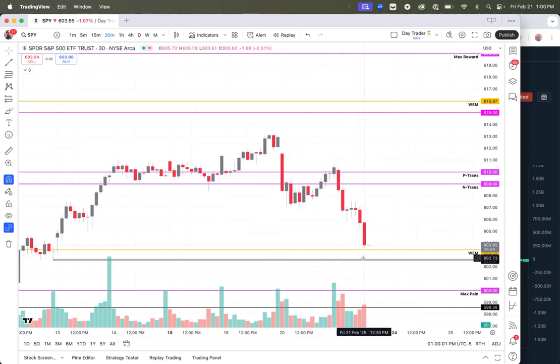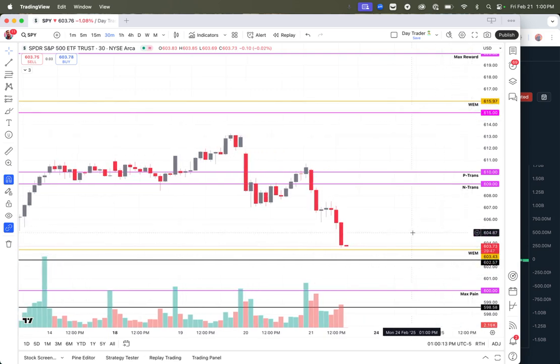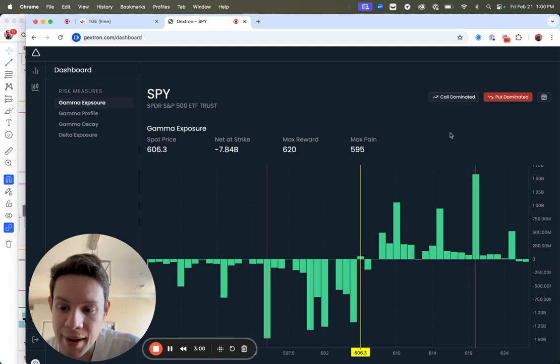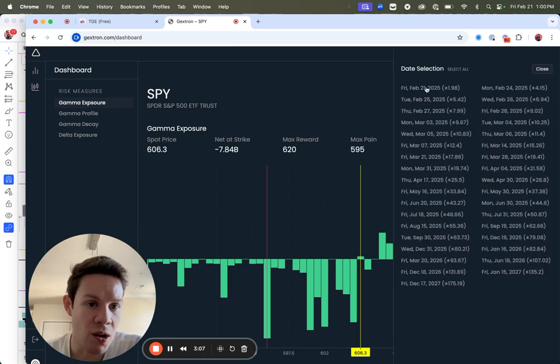Before doing any of this, I'm like, I need some realistic boundaries. Like, where can this possibly go to for the week, right? And so you see these lines right here called WEM. This is just for me to be like, okay, this is the weekly expected move. Before the week starts, I go to Gextron and I ask, what's the weekly expected move for SPY? If I go to the little calendar area, you'll see all the expirations available for that given ticker.